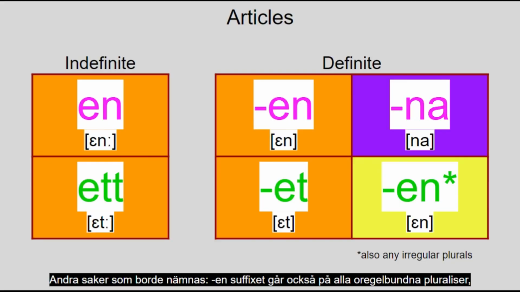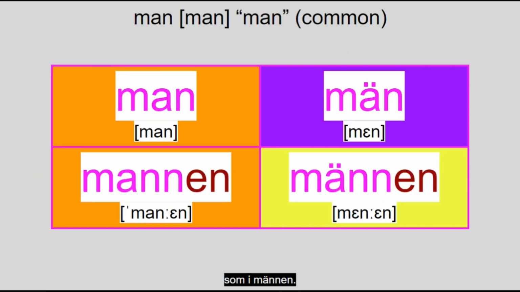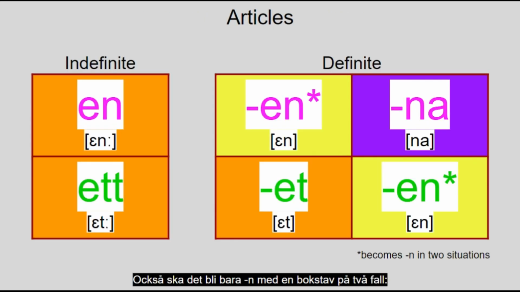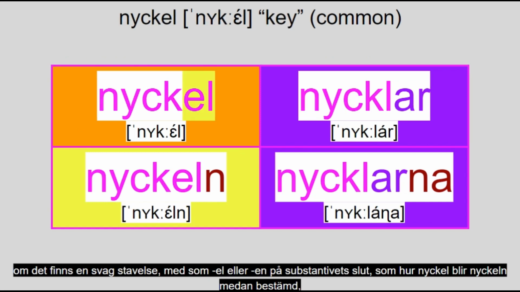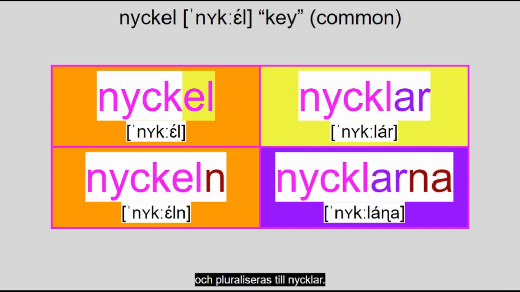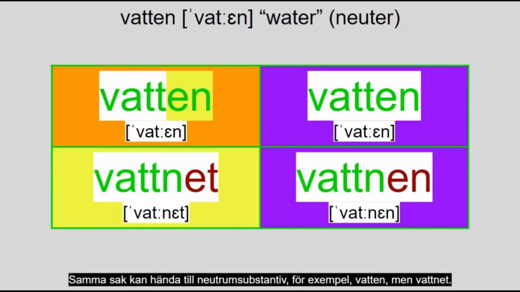Other things that should be mentioned. The -n suffix also goes on all irregular plurals, like how the män is männen. It also just becomes one letter -n in a couple cases. One, if the noun ends with a, like in herna to hernan. And two, if there's a weak syllable with like l or n at the end of a noun, like how nyckel becomes nyckeln when definite and pluralizes to nycklar. The same thing can happen to neuter nouns. For example, water is vatten while the water is vattnet.